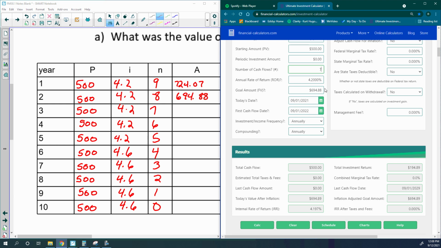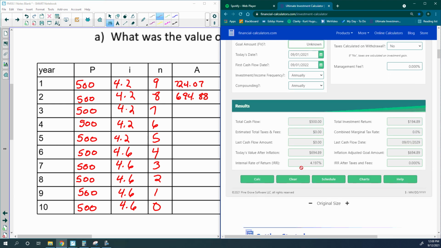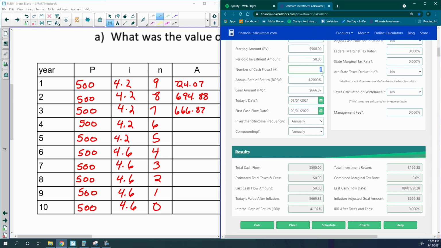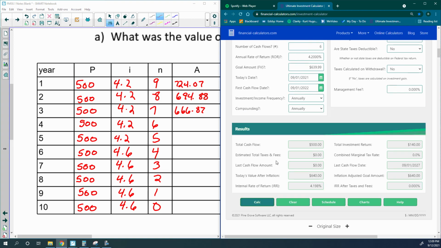So the next one is 7 years, put in my unknown, hit calculate. So the 3rd one that's bought at the end of it is going to be worth $668.87. Then our 4th one has 6 years that it goes. Make sure you put your unknown in, calculate. So this one is now $639.99.